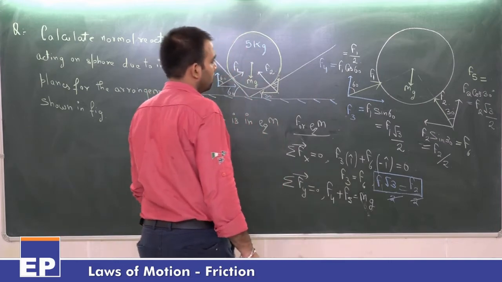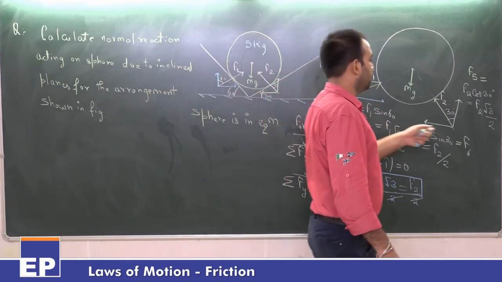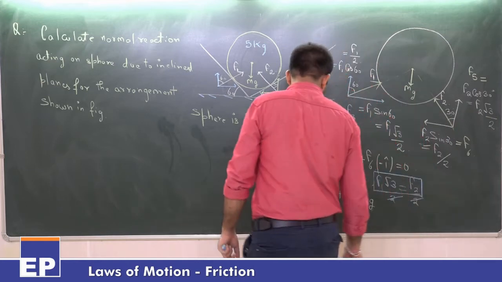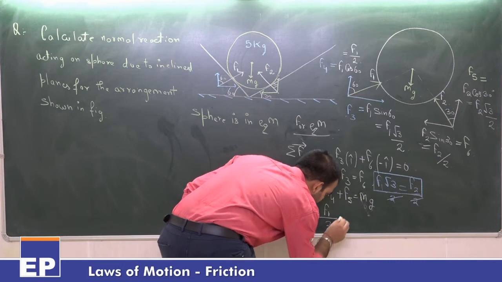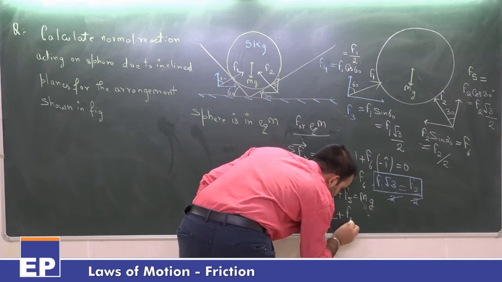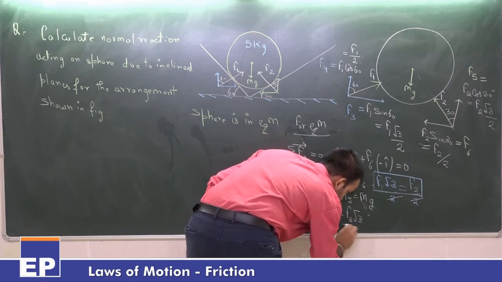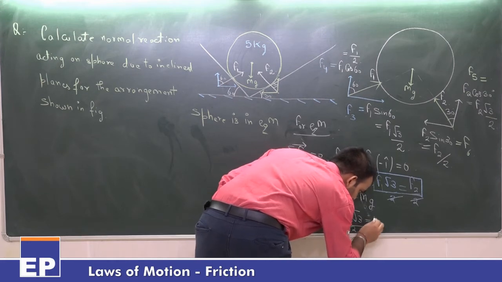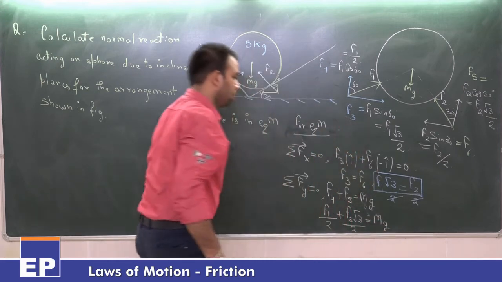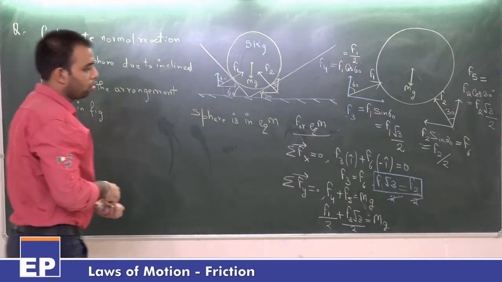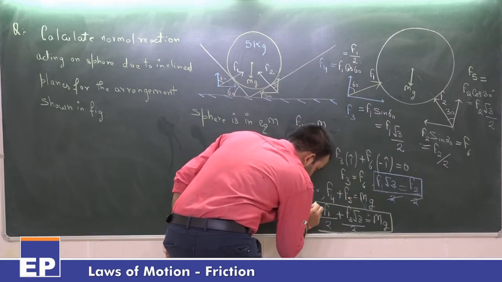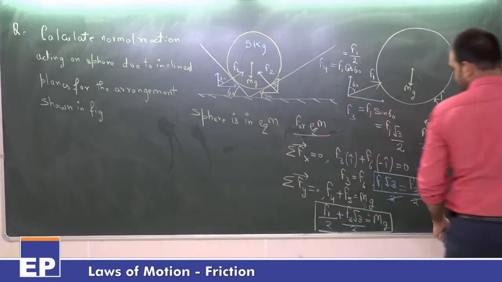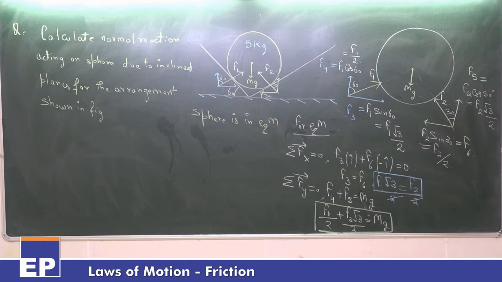What is f4? f4 is f1 by 2, and this is f2 root 3 by 2. That is f1 by 2, and this is f3 root 3 by 2. This is m into g. Right? Now there are 2 equations in between f1 and f2, and if there are 2 equations you can solve it.